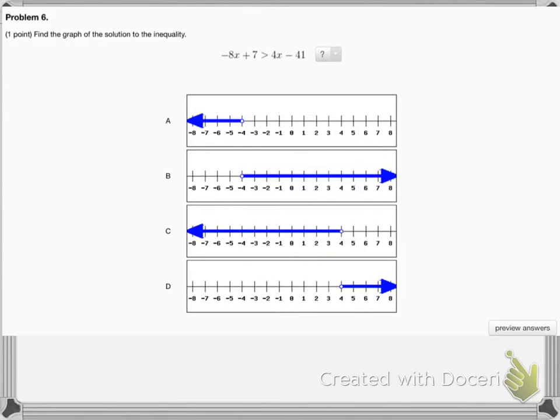So now let's jump to number 6. Number 6 is the inequality question. So first, let's solve this inequality.